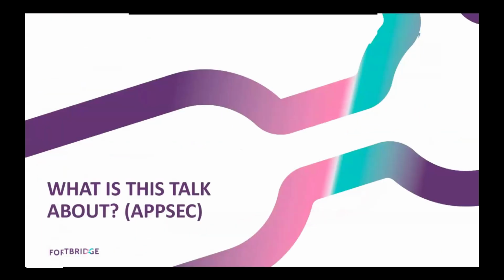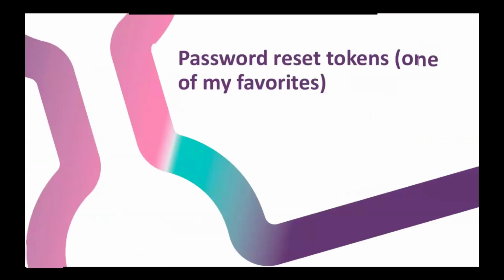What I'll be talking about is AppSec, because application security is our bread and butter at ForBridge. In particular, I'll be speaking about password reset tokens and how to attack them, because this is one of my favorite things to target. Why? Because it's unauthenticated attack surface, right? So if we want a critical vulnerability, the unauthenticated attack surface is a good target to start with.